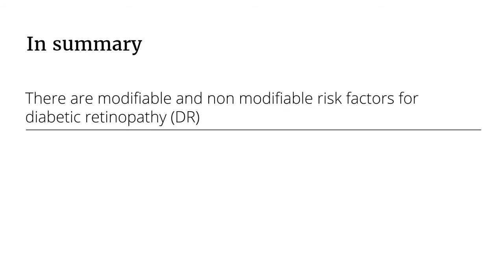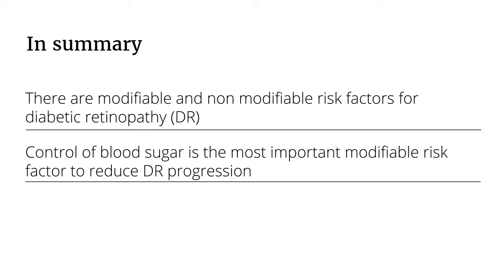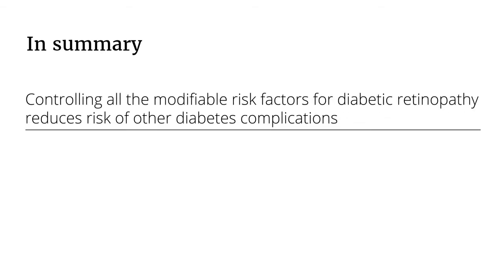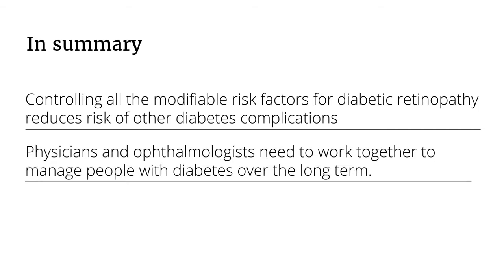In summary, research has revealed that there are modifiable and non-modifiable risk factors for DR. Control of blood sugar level is the most important modifiable risk factor for reducing the progression of DR. Controlling all the modifiable risk factors for DR is vital and must be considered along with reducing the risk of other complications of diabetes, for example, kidney or heart disease. Physicians and ophthalmologists need to work together to manage people with diabetes over the long term.